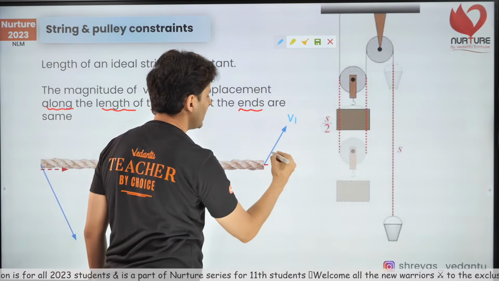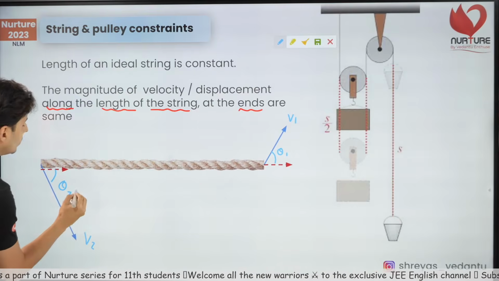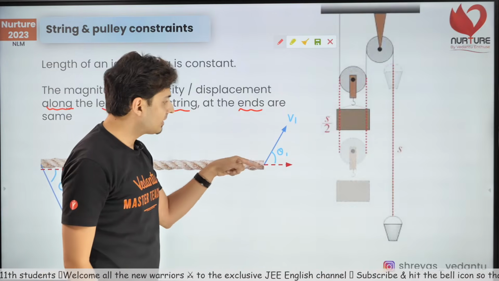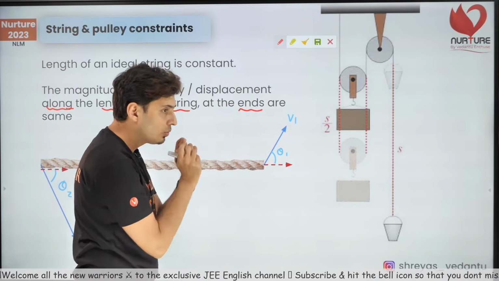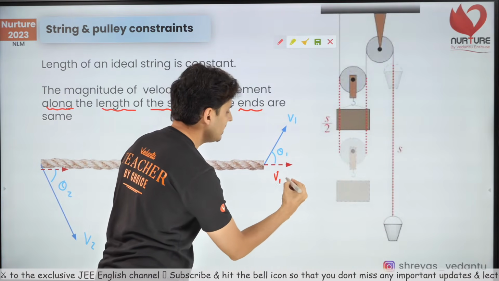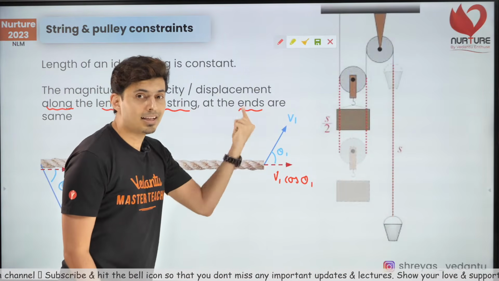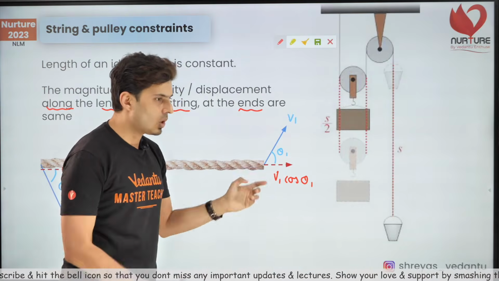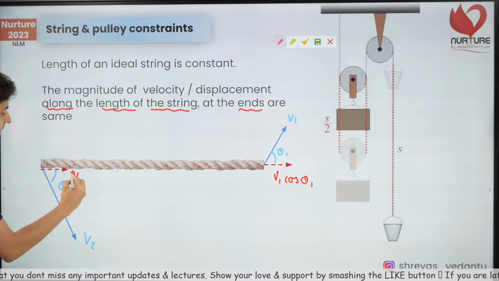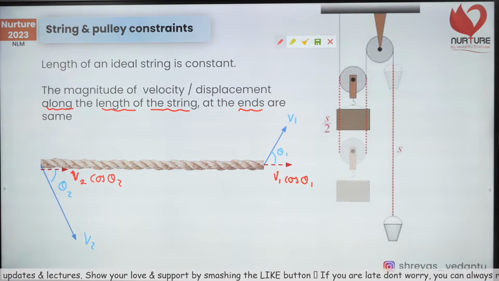If this is V1, if this is theta1, if this is V2, and if this is theta2, then think about it. The resolution of this vector in this direction will give me the magnitude, because this is closer. So this component will be V1 cos theta 1. Correct? That would have been V1 sin theta 1. This is cos, this is closer. Cos is adjacent. Now this component over here will be nothing but V2. This is adjacent, so cos theta 2. I am not worried about the other component.